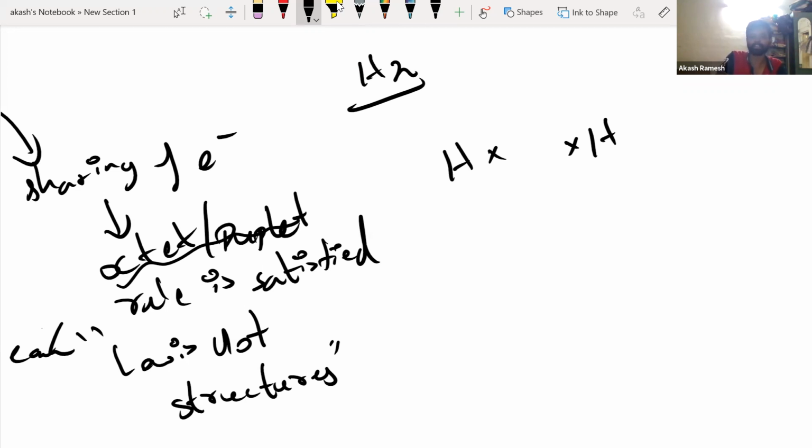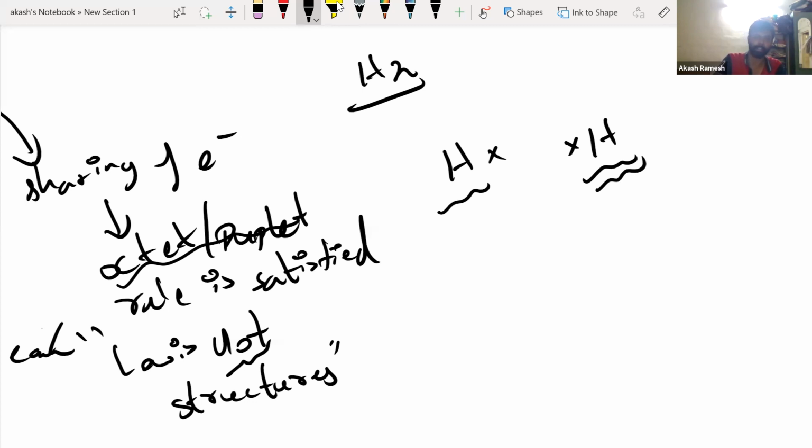When I put this cross, these are what are called dots. Right. Okay, fine. So now you understand that this hydrogen atom requires one more electron to satisfy its duplet. Is it not? Same goes with this hydrogen. It requires one more electron to satisfy its duplet.